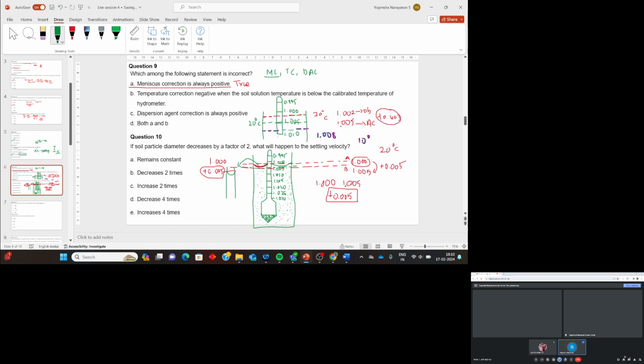Subtraction. 0.003. Yes, you should subtract 0.003. Then this temperature correction will be negative. This is positive. So the option asked here is, temperature correction is negative when the soil solution temperature is below the calibrated temperature of the hydrometer. Calibrated temperature is 20 degree centigrade.